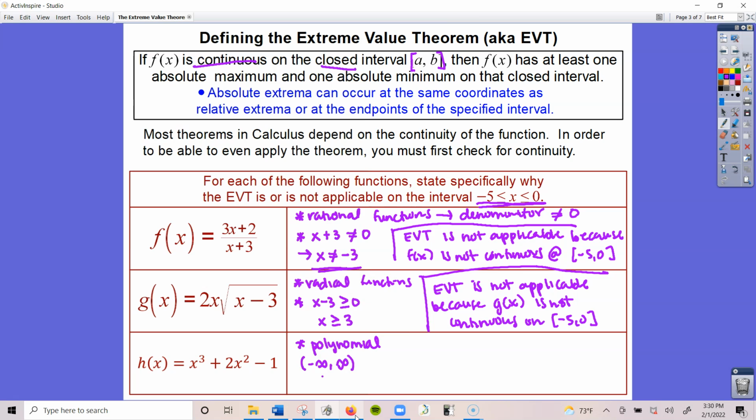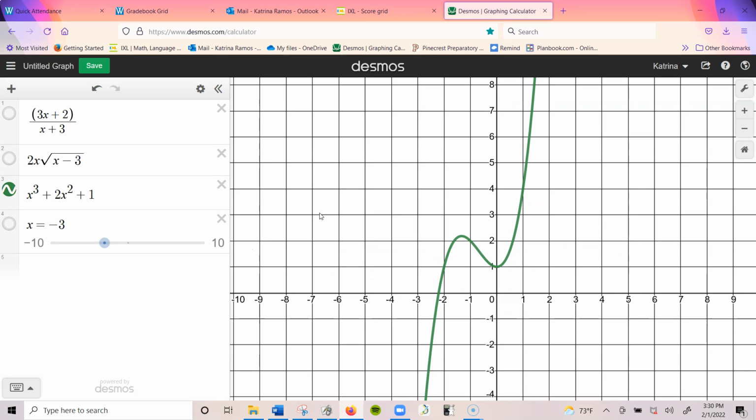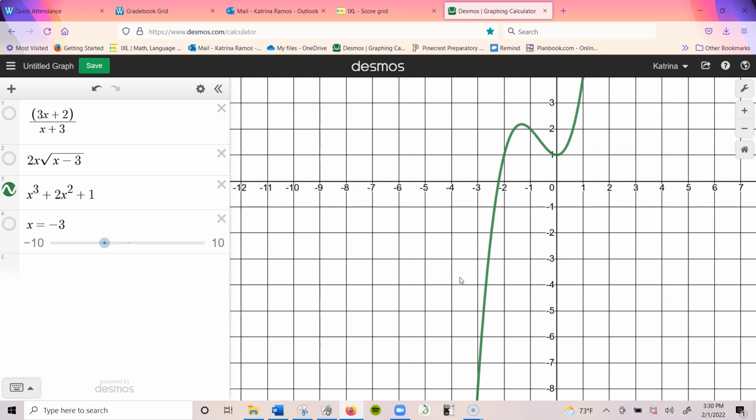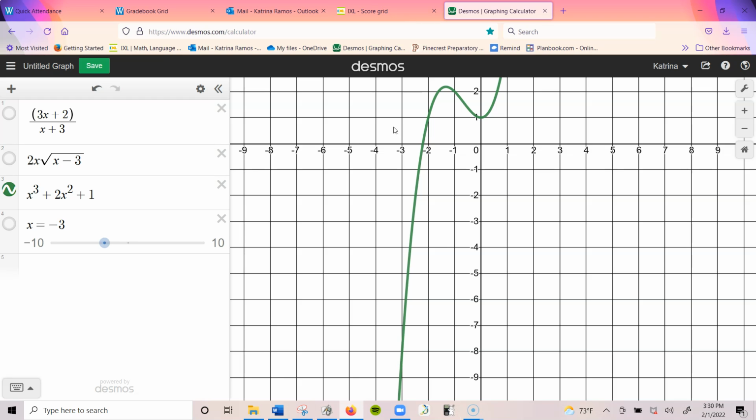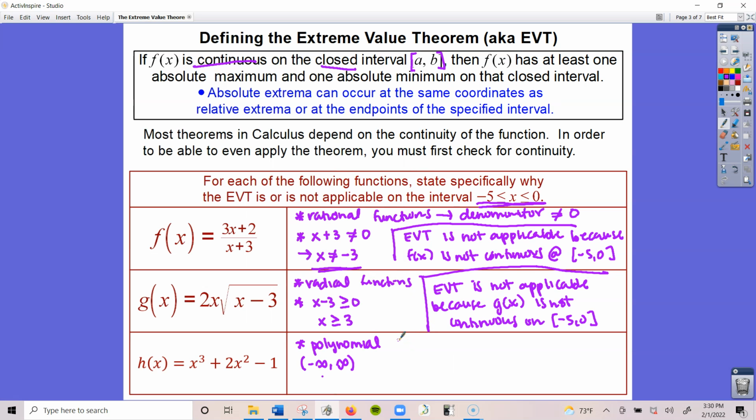And again, let me show you that graph. This is the graph of that particular polynomial. You can see that from -5 to 0, if I continue scrolling, it will continue to go on to the left, and it is continuous all the way through 0. So here, EBT is applicable.